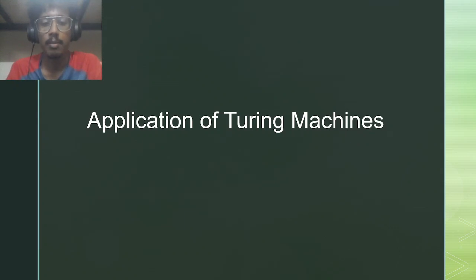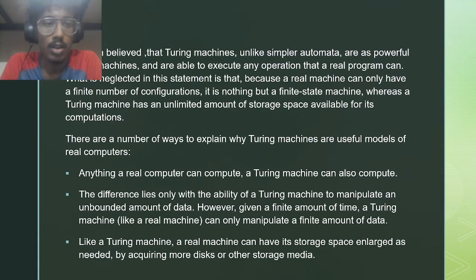Let us consider the application of Turing machines. It is often believed that Turing machines, unlike simpler automata, are as powerful as real machines and are able to execute any operation that a real program can. What is neglected in this statement is that because a real machine can only have a finite number of configurations, it is nothing but a finite state machine, whereas a Turing machine has an unlimited amount of storage space available for its computations.